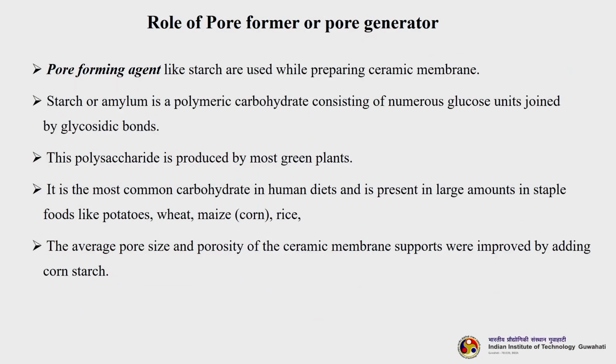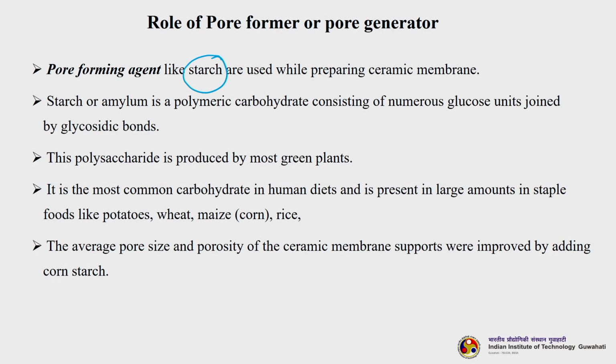The next is the role of pore former or pore generator. Pore forming agents like starch are used while preparing ceramic membranes. We have many more materials. Starch is also being used. Starch or amylum is a polymeric carbohydrate consisting of numerous glucose units joined by glycosidic bonds. This polysaccharide is produced by most plants, and it is the most common carbohydrate in human diets and is present in large amounts in staple foods like potatoes, wheat, maize, that is corn, and rice, etc. The average pore size and porosity of the ceramic membrane supports were improved by adding cornstarch.